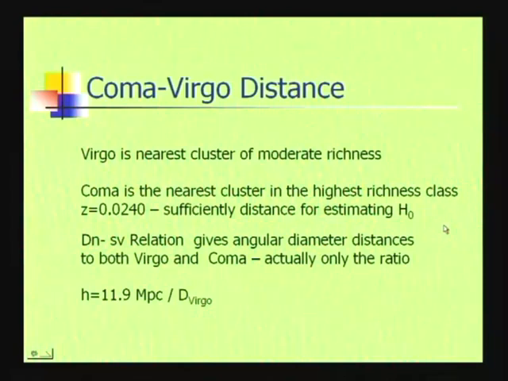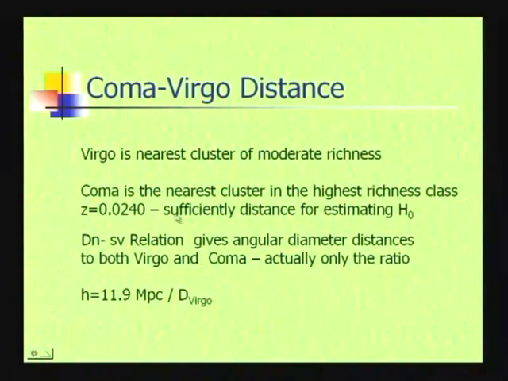Now, the dn sigma relation has been applied. I am just discussing a particular set of observations, and there are others. This is a large observational project to determine distances, and I am going to discuss only a small part of these observations. Okay. So, the dn sigma relation has been applied to both of these clusters.